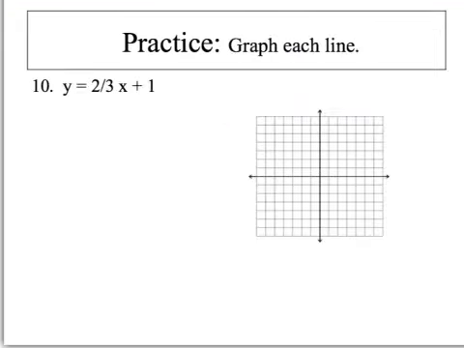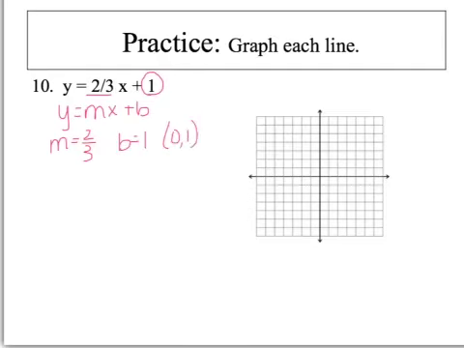Okay, what I want to do now is move on to graphing lines. So I'm going to look at number 10. We have y equals 2/3 x plus 1. And you may notice that this is in slope-intercept form. My coefficient of x is my slope, so m is 2/3, which means I go up 2, run 3. My constant term then is my y-intercept. As a point, that is going to be 0, 1.